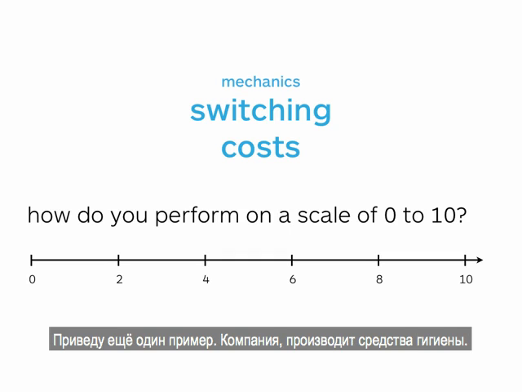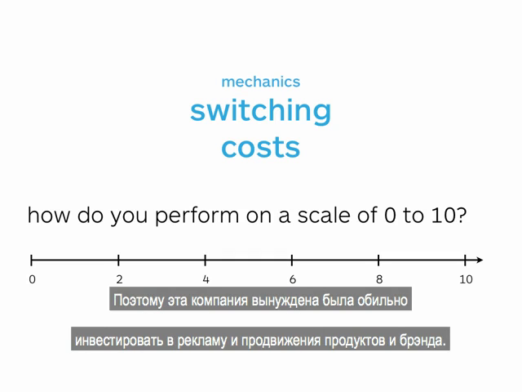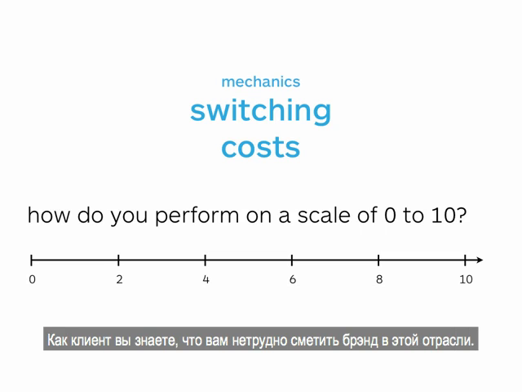So I'll give you one example. I worked with a company in the hygiene sector, and one of the products that they had was toilet paper. Well, guess what? When it comes to toilet paper, the switching costs are practically 0. That's why these companies invest a lot in marketing and brand, because there are no switching costs. As a customer, you can switch from one brand to another very easily.